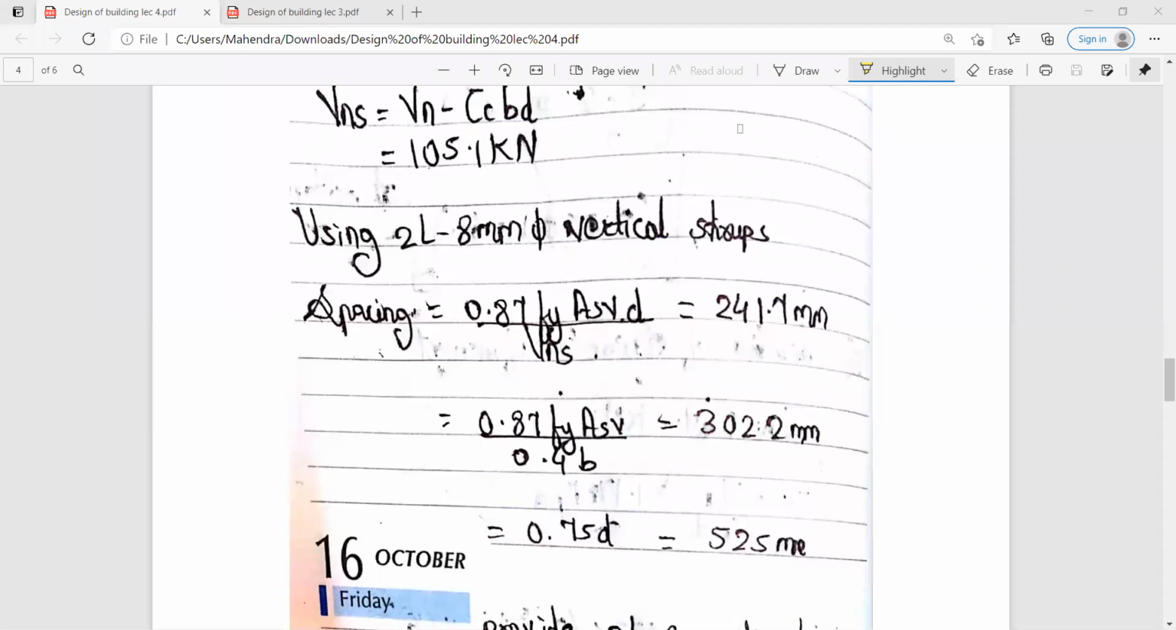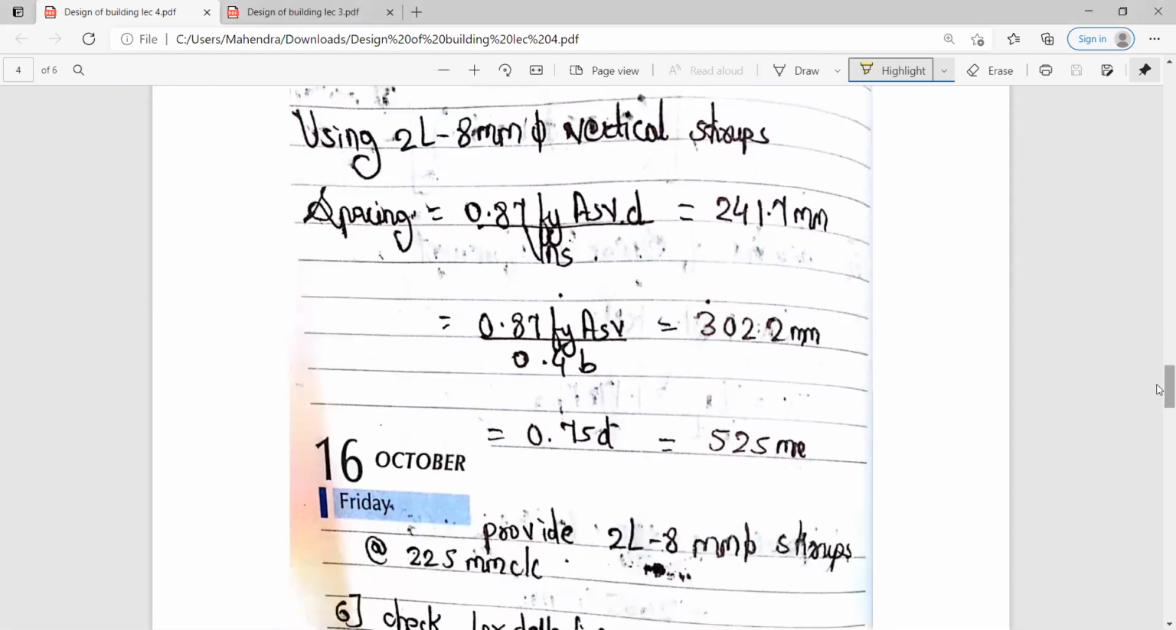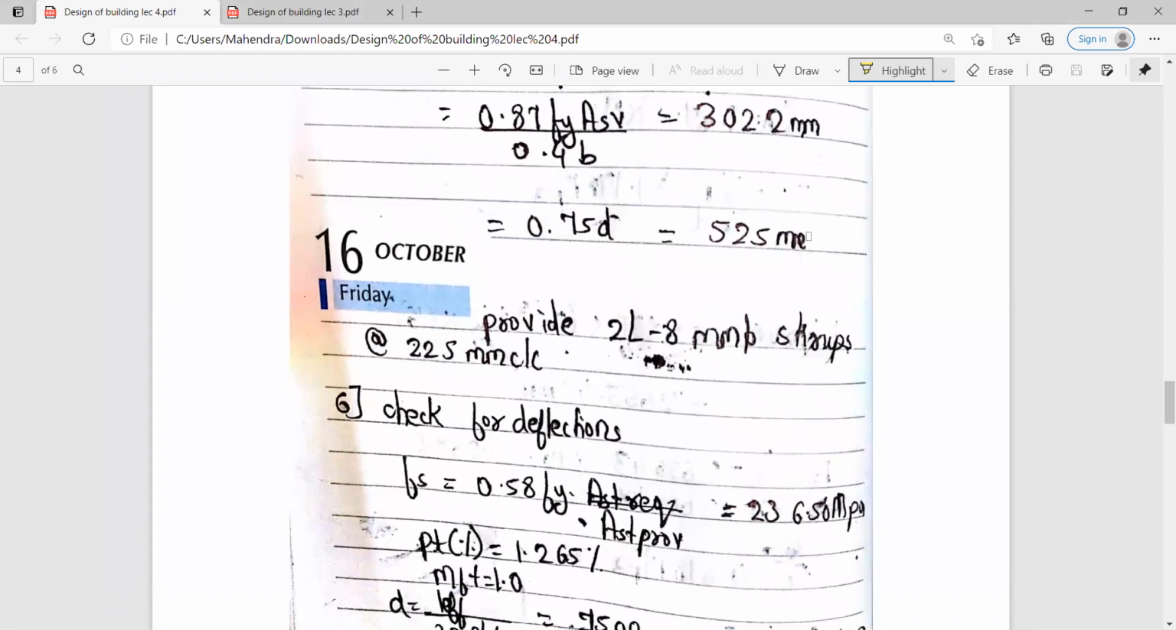Okay, all the others are also completed. Should I proceed further? So from all the four, the minimum value is 241.7. So for that, we are considering 225 mm center to center. So provide two leg 8 mm stirrups at the rate of 225 mm center to center. Now you need to provide the check for the deflection.